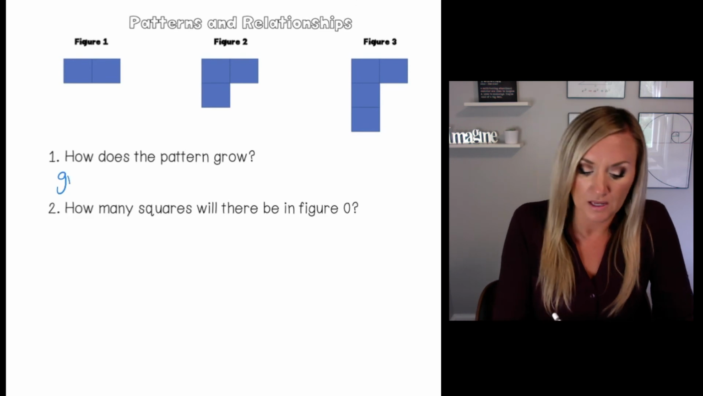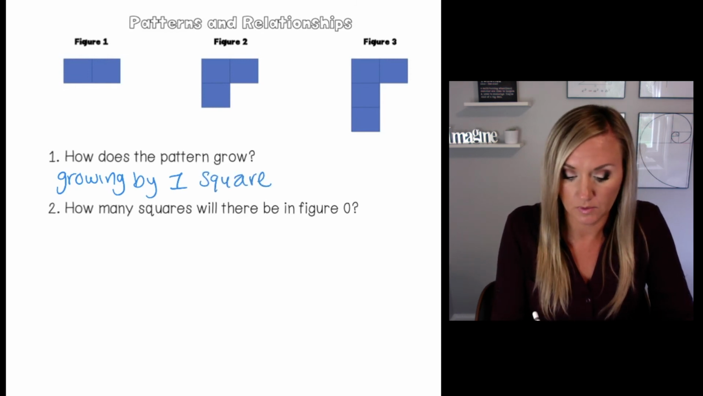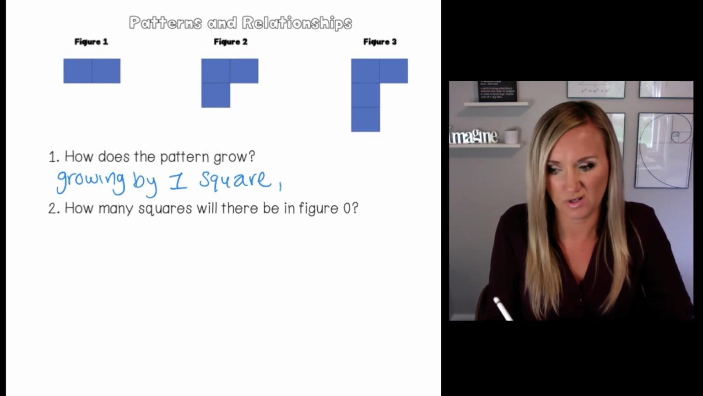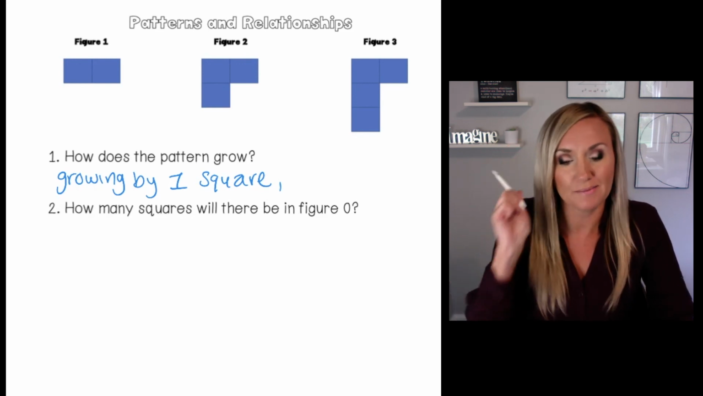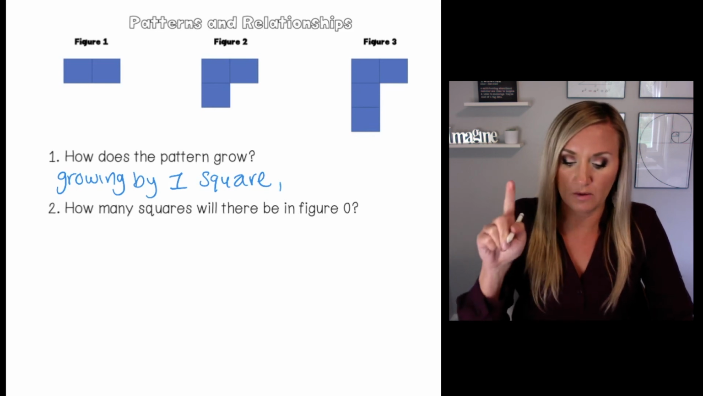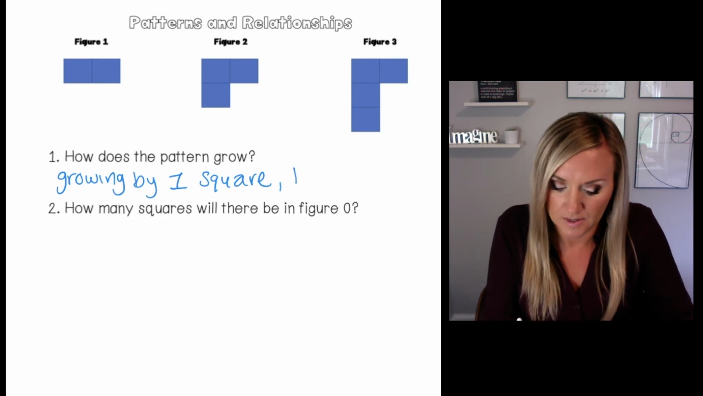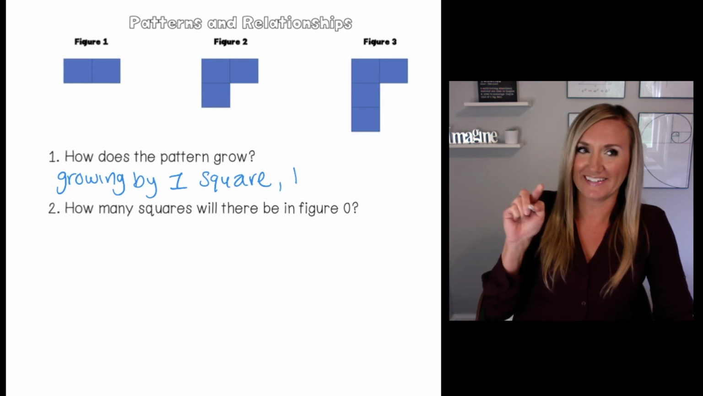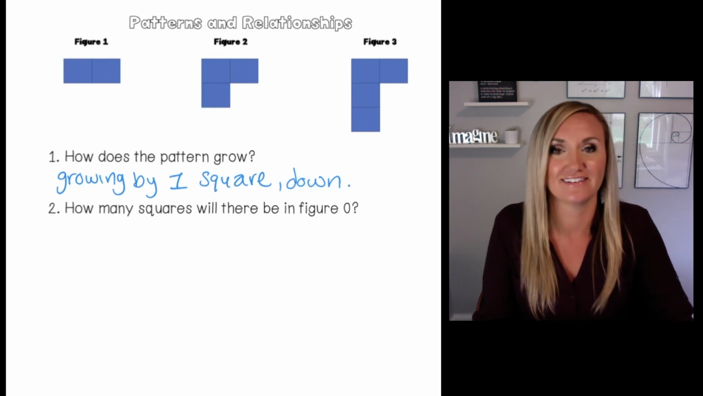So we want to be very specific when we write this. So how is it growing? It's growing by 1 square, adding down, I guess is the best way to put it. Unless, see, this is why some of you have a really great way of putting something, and then you say it and I'm like, yeah, that's even better than my idea. Okay, growing by 1 square each time in the first column down. Whatever, that's fine. We just know it's going down by 1.